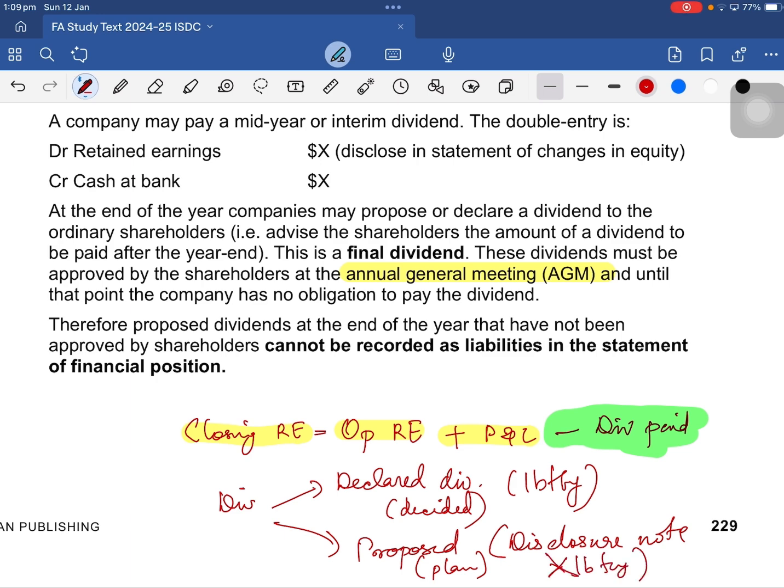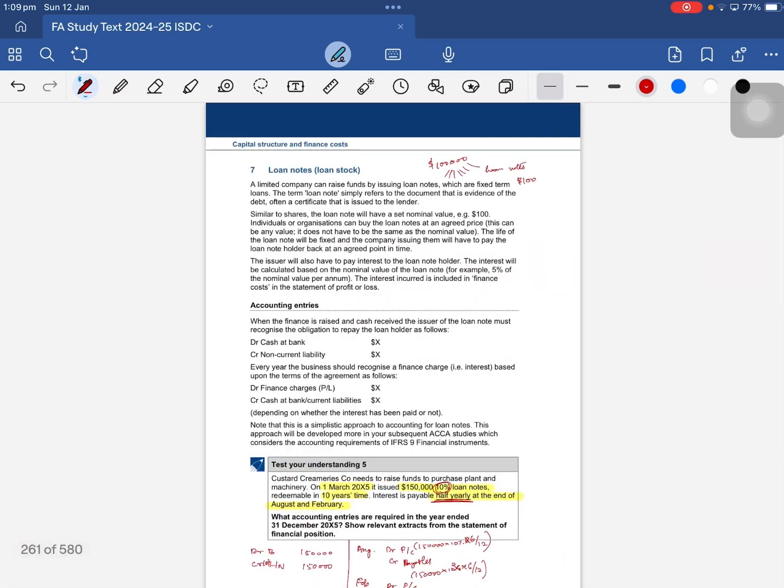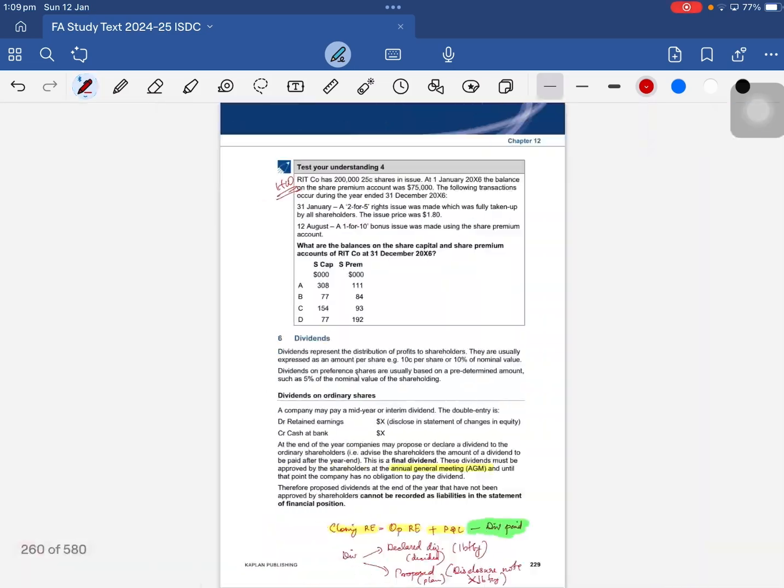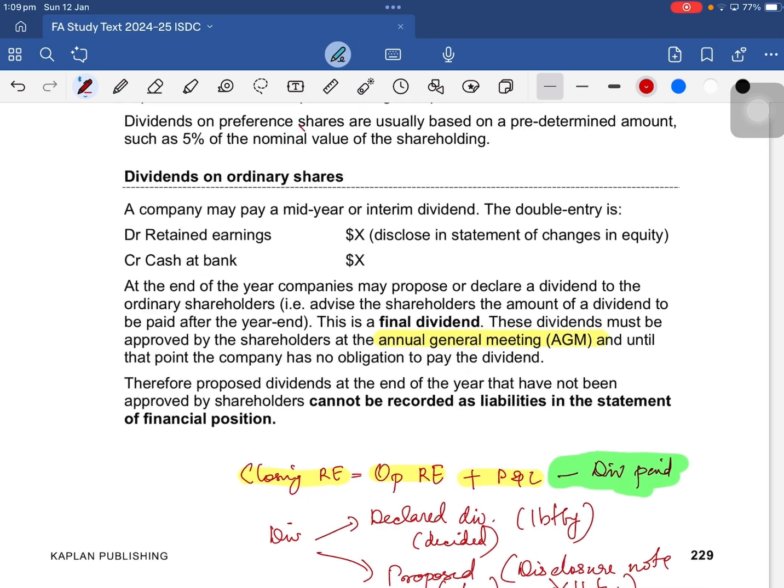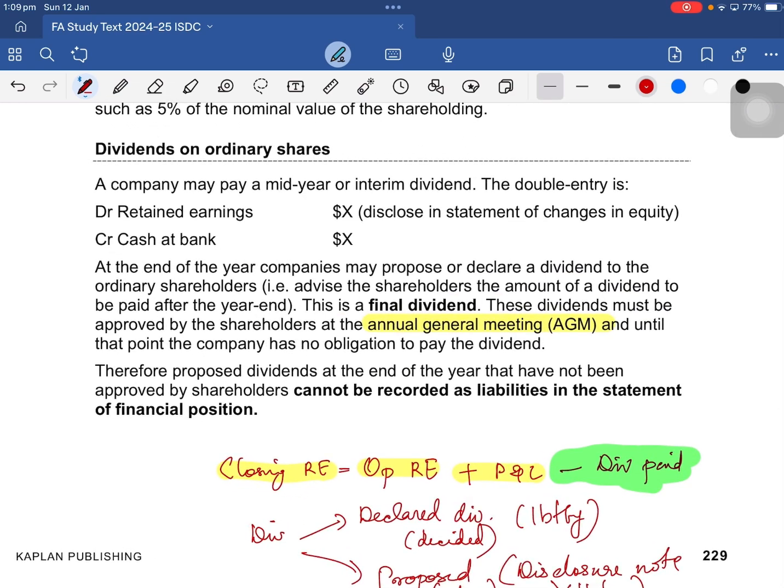This dividend can be paid only at the end of the financial year. After you calculate profit for the year, and after the general meeting is the point at which you pay the dividend. Clear?